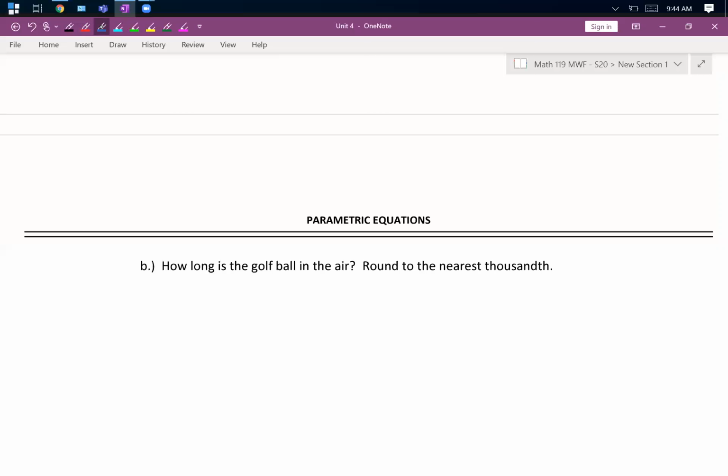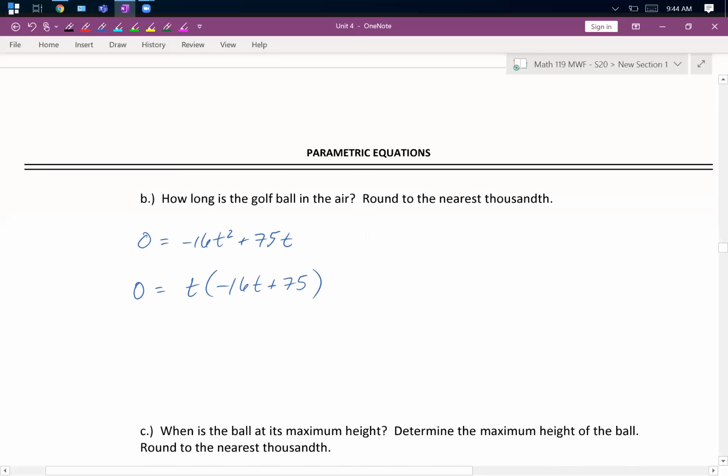During our solving process, we can factor out a t, but we got to get our equation set up first. Now, solving this quadratic, we can factor out a t. And then using our zero product property, we get t equal to 0 and t equal to 75 over 16.